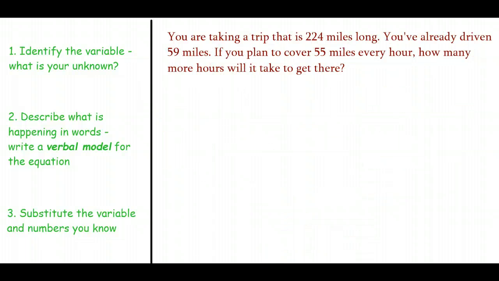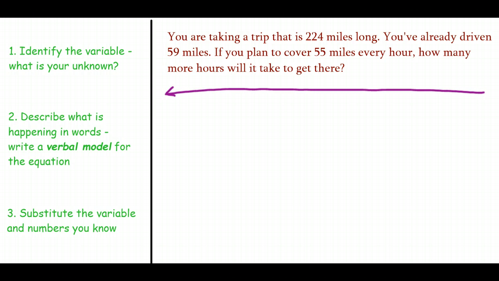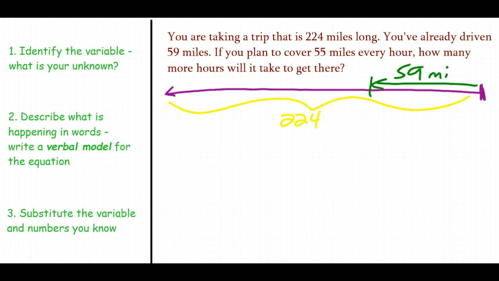So we're taking a trip that's 224 miles long. Let's draw a number line here for us to understand it. We're going to start over on the right, sort of backwards from how a number line goes. This entire thing is 224 miles. We've already gone 59. And we're going to split the rest of it into groups of 55. So we plan to cover 55 miles every hour, so the rest of it is going to be grouped into 55-mile segments. How many hours will it take to get there?